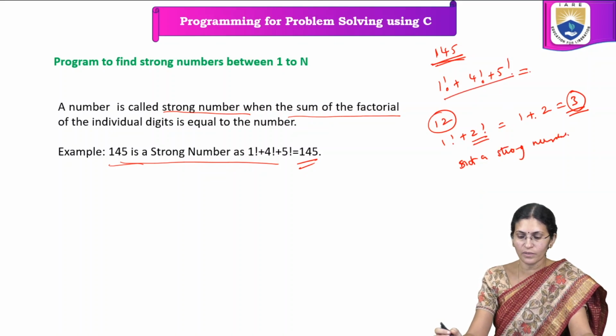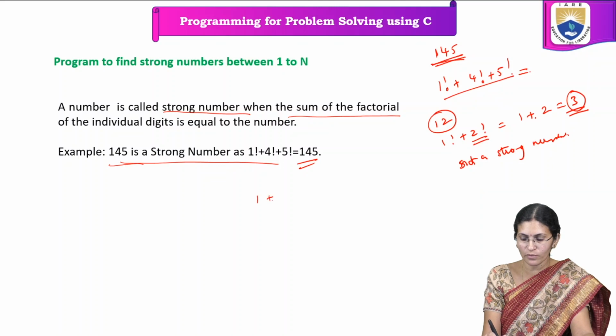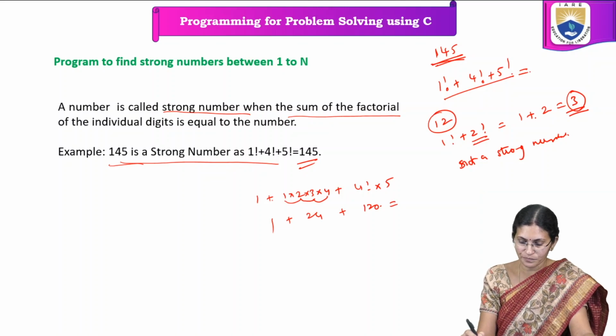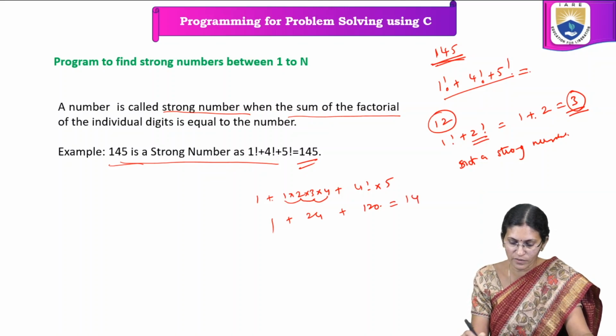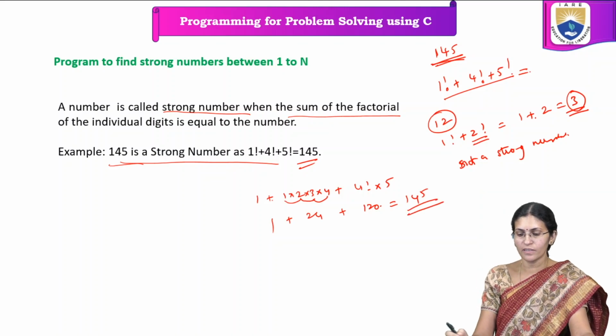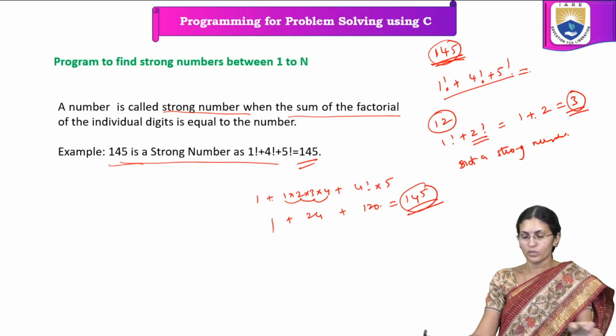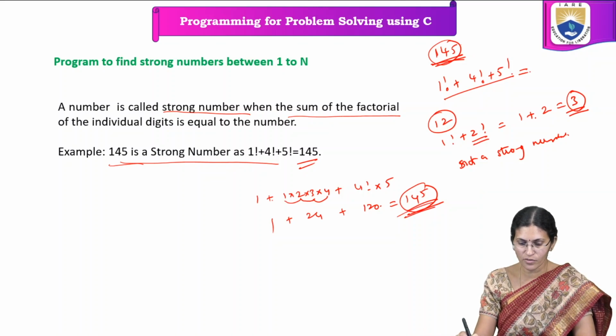Whereas coming to this, 1 factorial is 1. So 1 plus 4 factorial is, so 1 into 2 into 3 into 4, 24. 5 factorial is 4 factorial into 5, so 24 into 5 is 120. So 120 plus 24 is 144 plus 1, 145. So in this way, this number and this original number both are same. So therefore, you can say that this is a strong number.